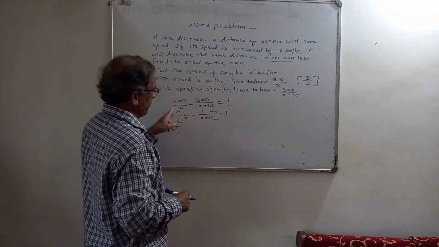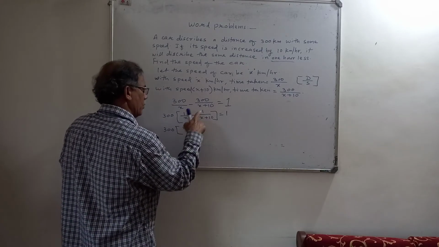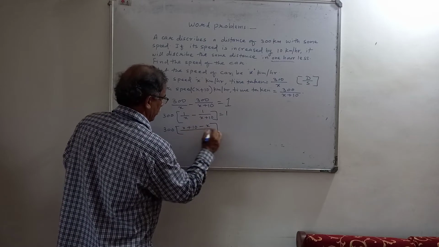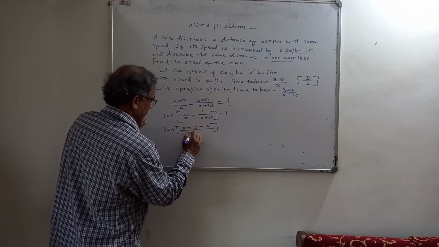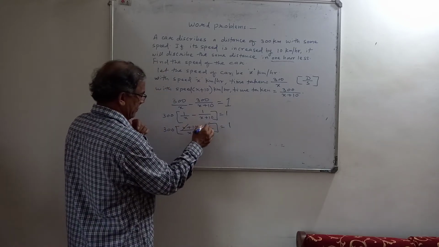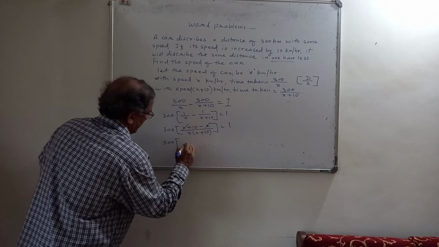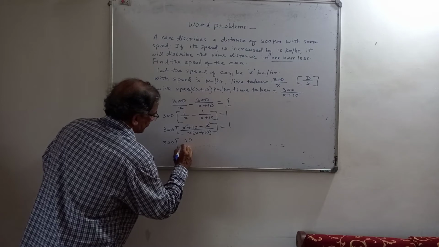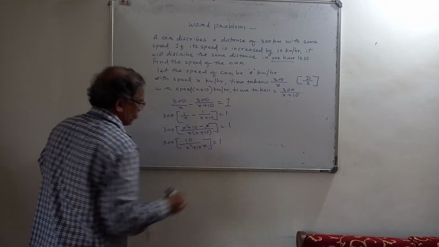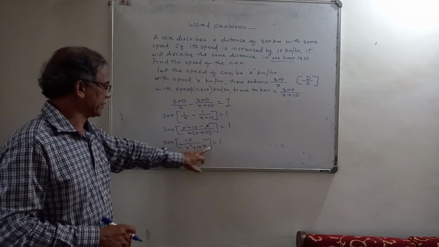Now you can make the denominator common. 1 into x plus 10 means x plus 10. x into minus 1, minus x. And the whole upon what now? x into x plus 10 should be equal to 1. Now this plus x minus x gets cancelled. So 300 into what is remaining in the numerator, 10, upon x square plus 10x is equal to 1. x into x square, x into 10, 10x. Now this upon x square plus 10x will go here.